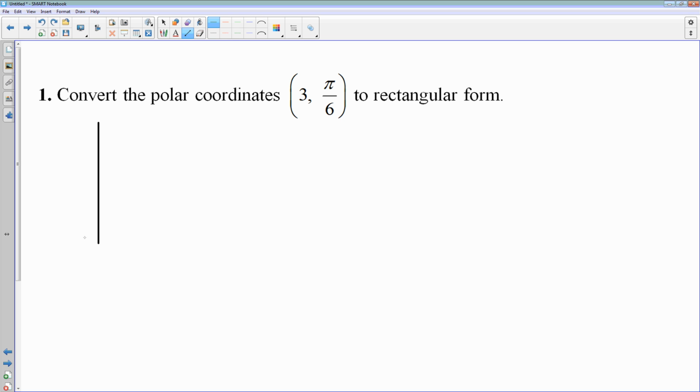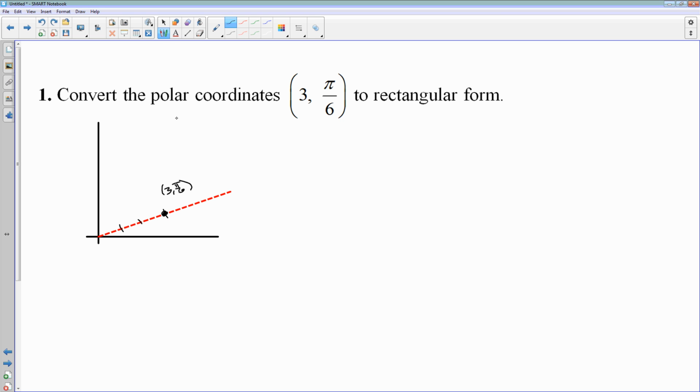So the ordered pair (3, pi over 6) means we find the pi over 6 angle, which is 30 degrees, so we're going about in this direction. And we will move out 1, 2, 3 units. So there is my point (3, pi over 6). That is the polar form. I want to convert it to rectangular form.